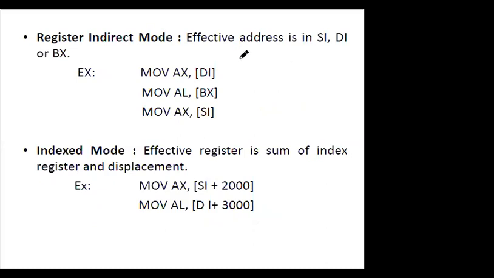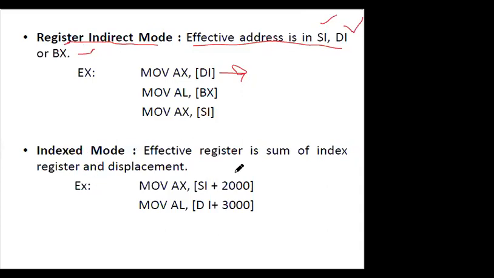Then register indirect mode. The effective address is in the source index, destination index, or BX. This register holds some address, and that address is pointing towards some position in the memory. So in register indirect mode, instead of providing the data directly, it provides some location or address in the memory, and hence this is known as register indirect addressing.